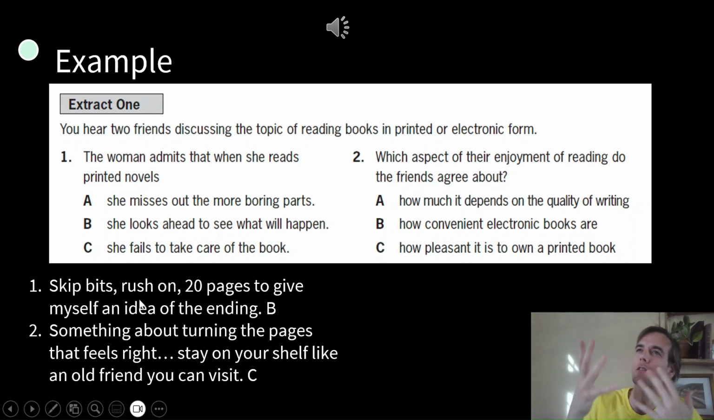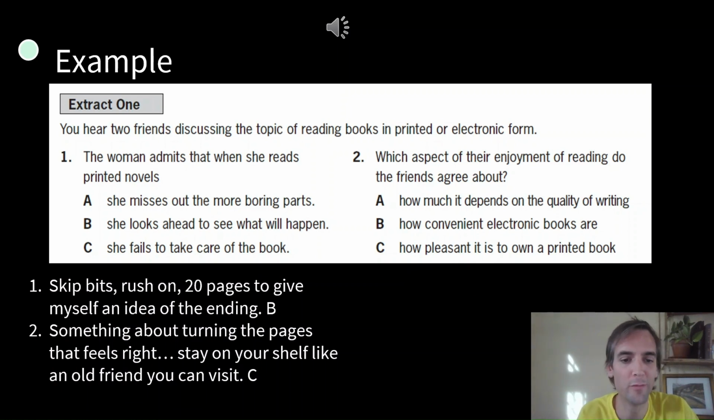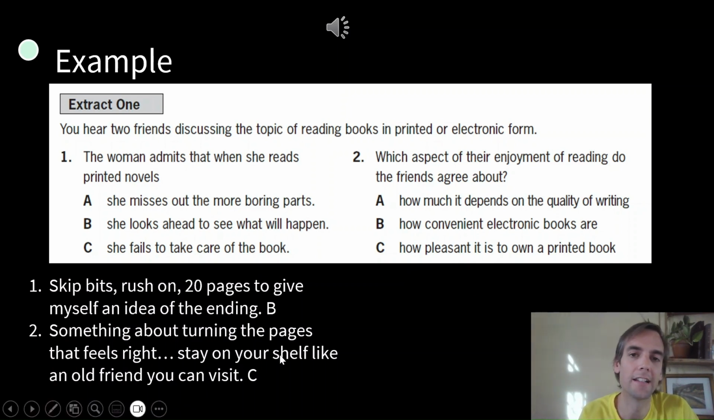Oh, the paper, the smell, what an old boomer. And she says that it stays on your shelf like an old friend you can visit. So it's, in general, pleasant, this idea of being pleasant. He says it's convenient, but she doesn't agree. And A is not really mentioned. So C, 2 questions, 2 marks.